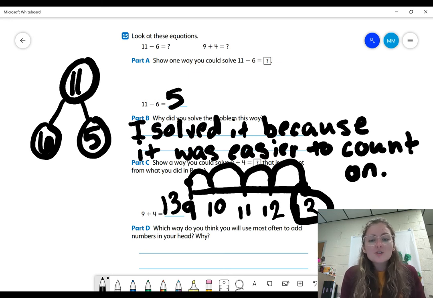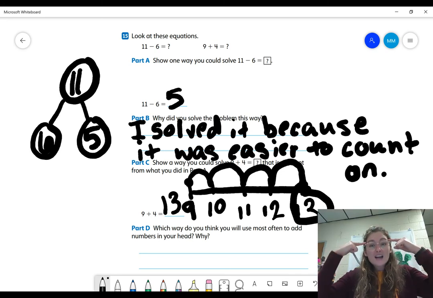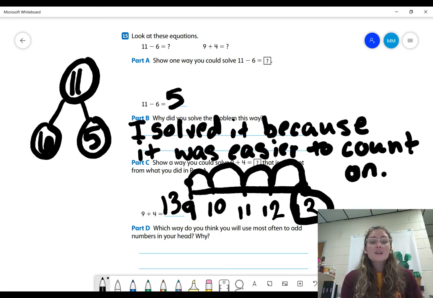It says, which way do you think you will use most often to add numbers in your head and why? What way would you use? Which way do you think would be easier, especially if you're subtracting? If you're subtracting, is it better to try to take away in your head, or is it better to count on? And with adding, I would actually use a number line in my head, because if I know that 9 plus 1 makes 10 and I need to get to 13, I could add that 3 more. So which way do you think you would use? You are going to tell me in this spot right here.